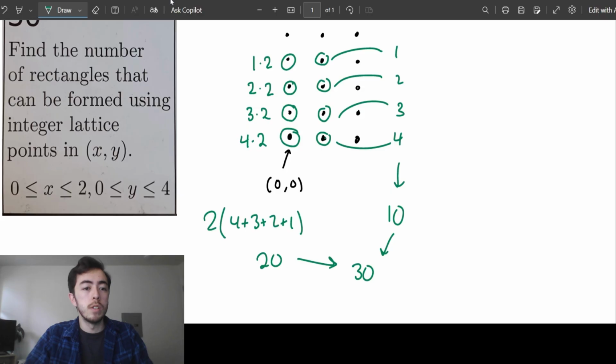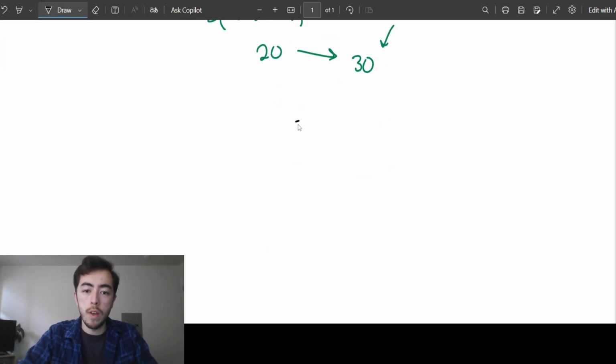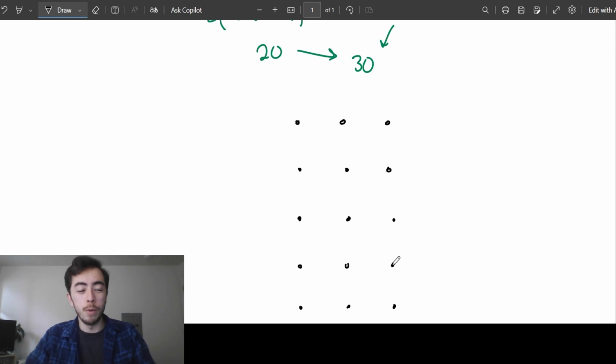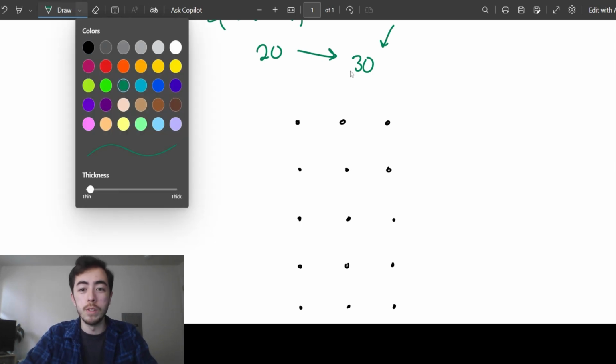One other way we could solve this, I just want to show it before we end the video, is that we could start with that lattice again. It's 3 by 5. And instead of just counting each individual rectangle, we could use counting principles and essentially multiply and divide our way to our final answer. Hopefully, we will still get 30 with the other strategy.